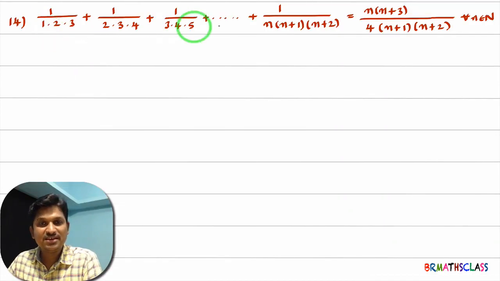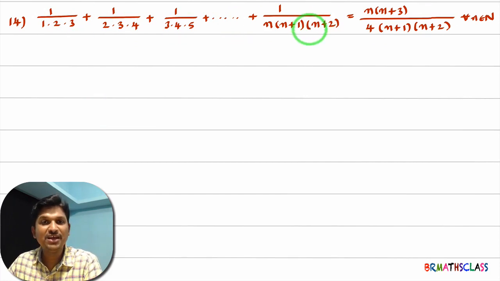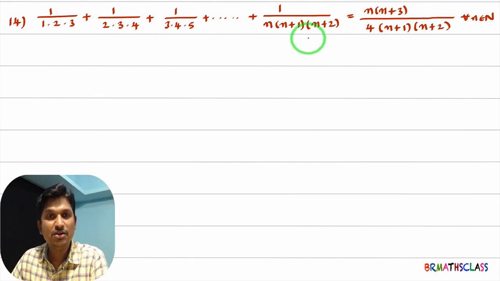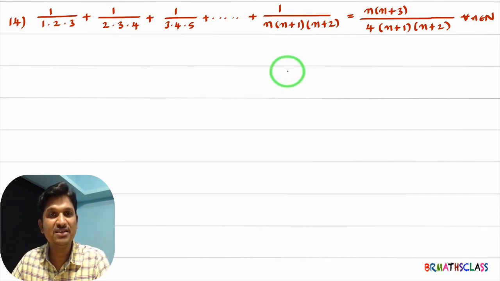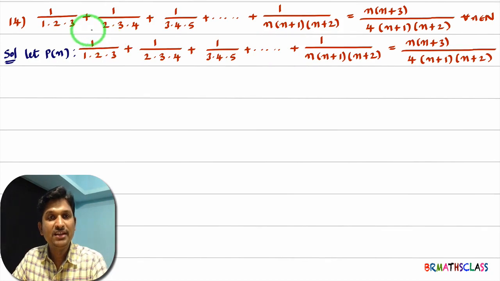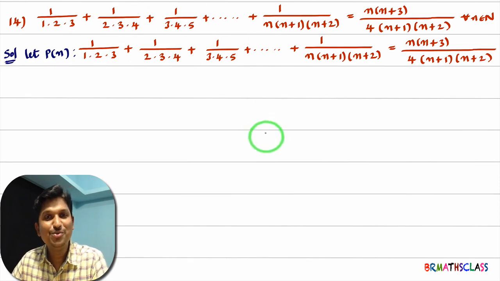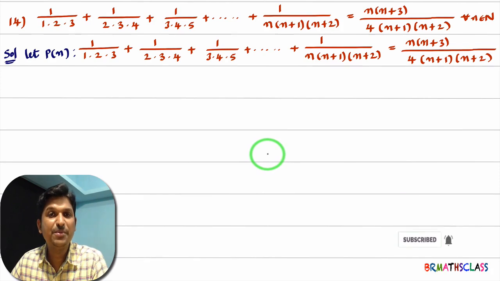You see this statement. We need to prove this statement by using the principle of mathematical induction. To prove this, first we will take the given statement as P of n. The given statement I considered as P of n. Now we need to prove two things. First, we will prove P of 1 is true. Next, by assuming P of k is true, we will prove P of k plus 1 is true.